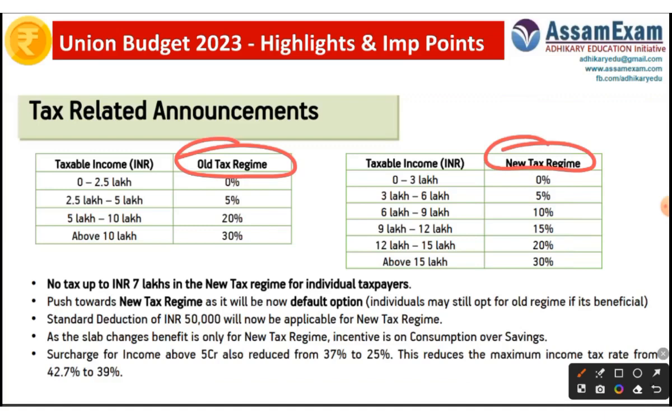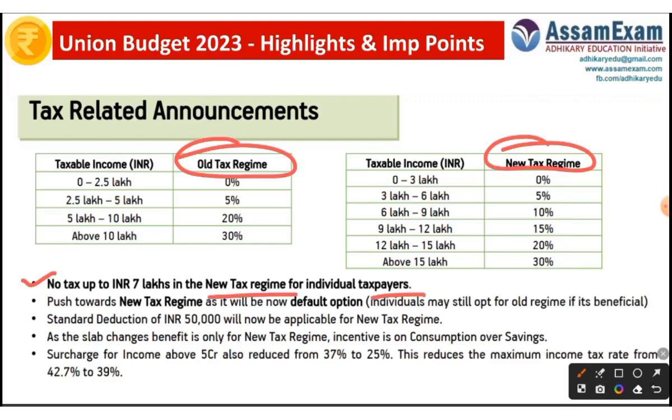But all the changes have been made only for the new tax regime. Those who are opting for the old tax regime, for them, it will be the same. There is no change in the taxation. And effectively, no tax needs to be paid up to 7 lakh of income in the new tax regime for an individual taxpayer.